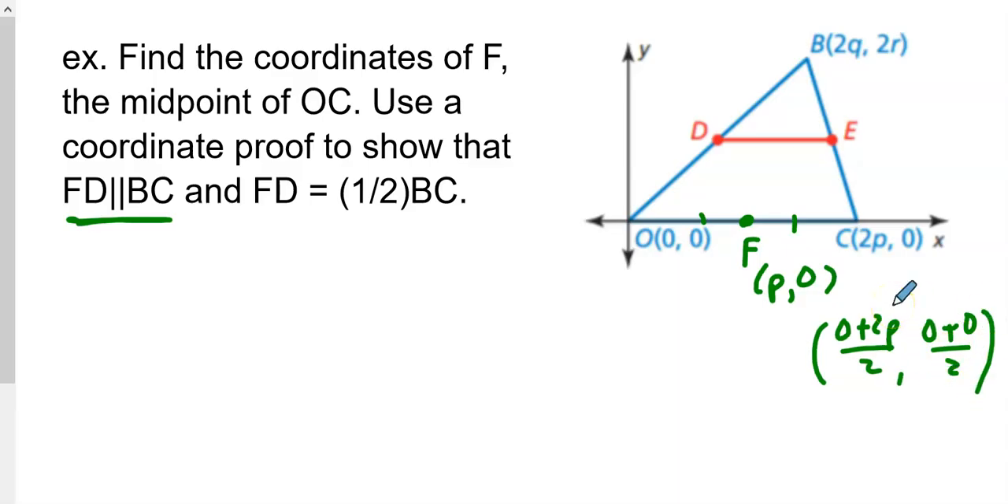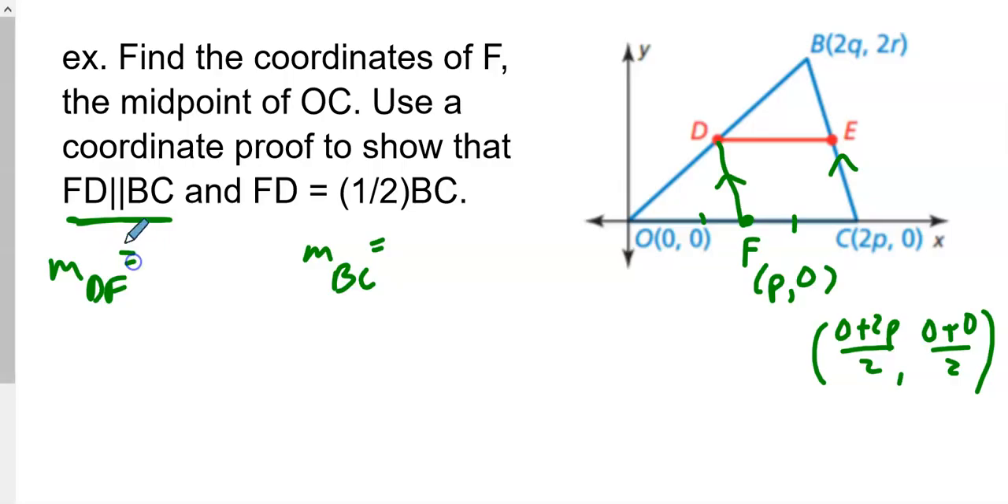So that gives us the coordinate for F. And then we want to show that FD, so let me go ahead and draw that in, is parallel to BC. So we want to show this. All right. So let's go ahead and we'll find the slopes of those. So we need to find the slope of DF, and we want to compare that to the slope of BC.